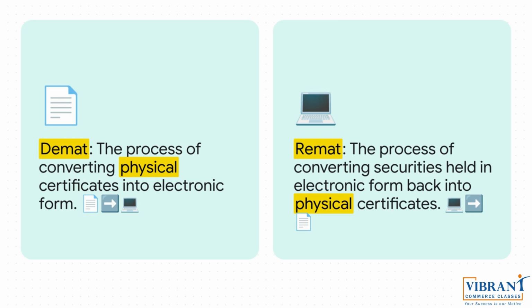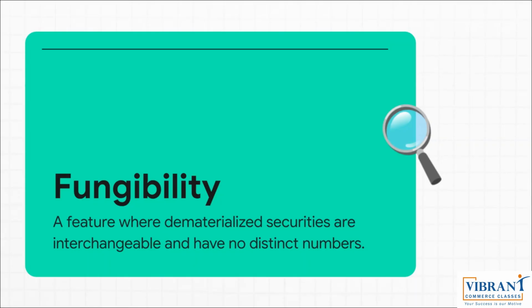So for the exam, just remember, DEMAT, paper goes in. REMAT, paper comes out. Okay, another really important idea is fungibility. Sounds complicated, but it's not. All it means is that in this electronic world, one share of a company is completely identical to any other share of that same company. They don't have unique numbers like the old paper certificates did.